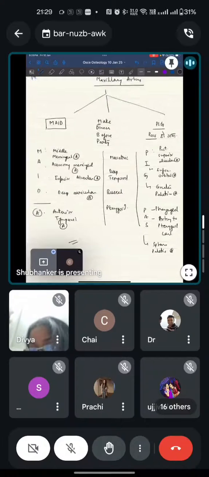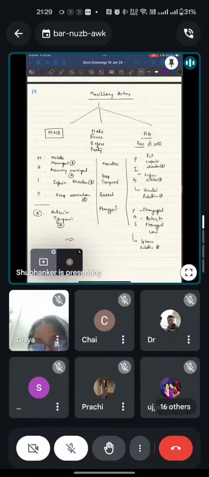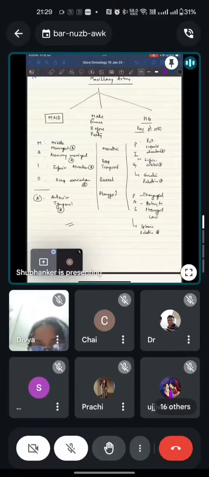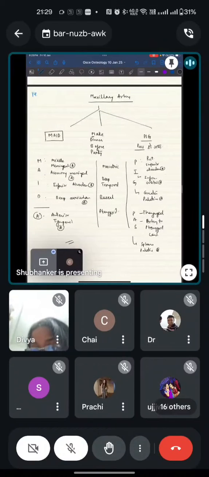Okay, so this is not my mnemonic basically. This was shared by one of my seniors, Chauhan sir. He is presently doing head and neck in Trivandrum. Okay, so what I wanted to say is, this kind of question can be there in your table viva.